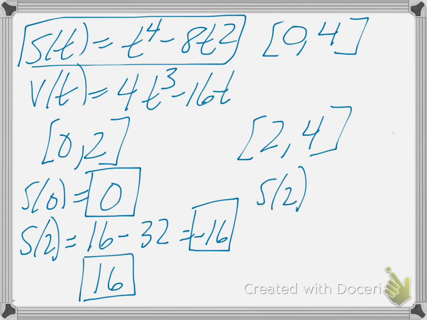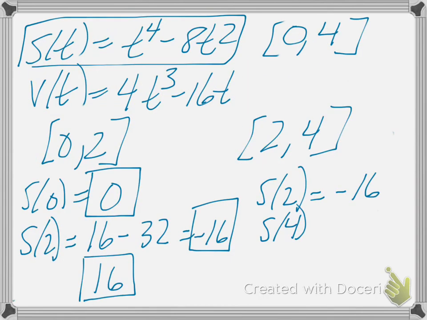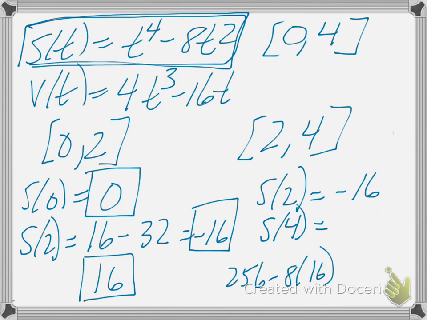So s of 2 we just did. We know it's -16. And s of 4 we did earlier. I hope I still have that on the last page. No, I don't. Okay, and s of 4, if we put that in there, I believe that was 148. Let me just double check. So 4, so remember I'm putting it into here. So 4 to the 4th is 256 minus 8 times 16. And I believe we said 8 times 16 was 128. Yeah, so the whole thing was 128.